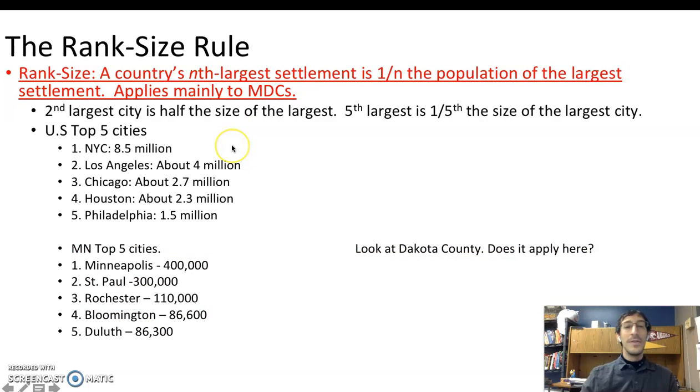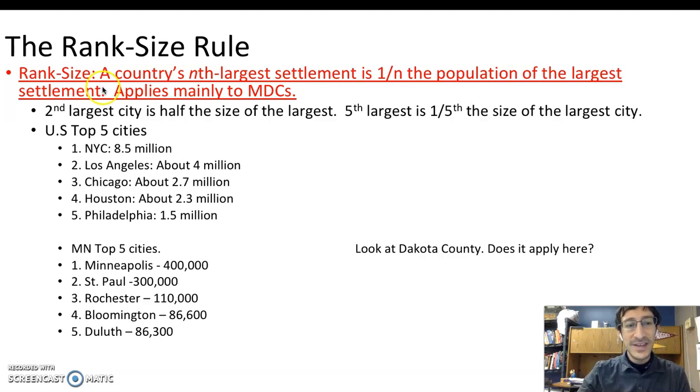This is what comes in with the rank size rule, when we talk about how large a settlement should be. A country's nth largest settlement is going to be 1/nth the population of the largest settlement. It applies mainly to more developed countries, and we'll talk about why in a sec. So the idea is that the second largest city should be half the size of your largest city, and the fifth largest should be 1/5, or fairly similar to that.